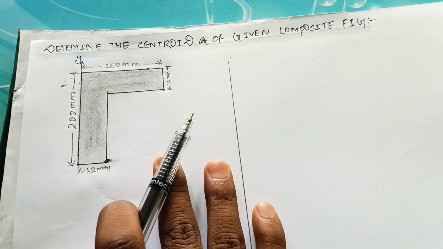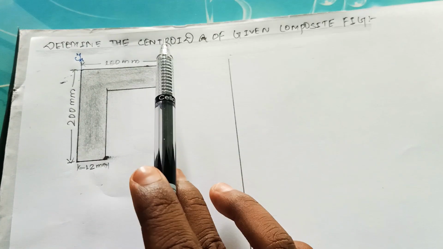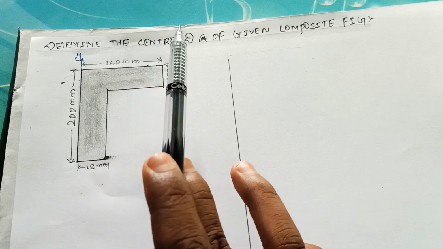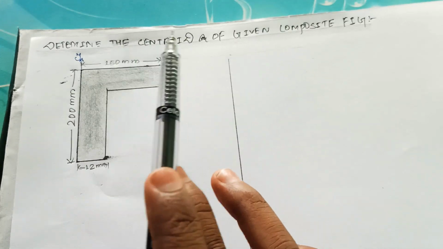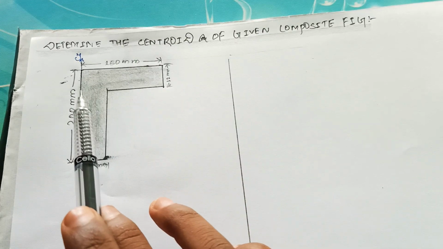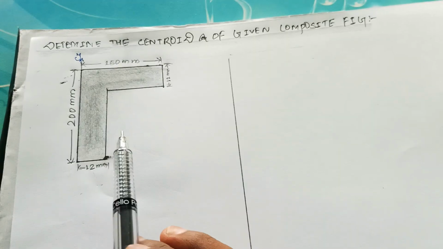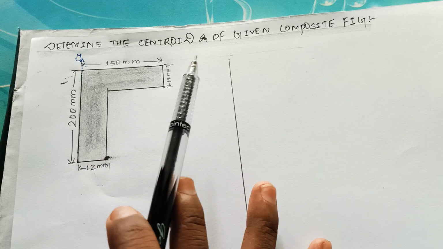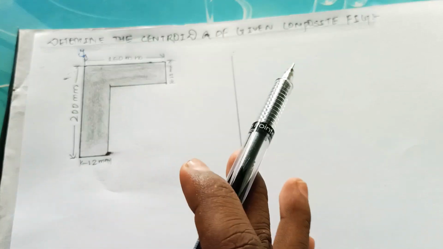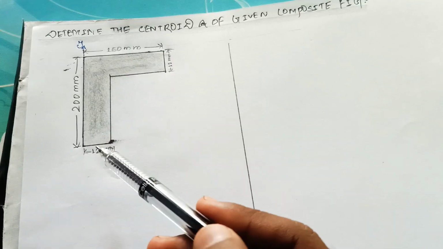Hello, today we are going to find out the centroid of the composite figure. We have already taken the questions of the composite figure, and to determine the centroid of the figures, we go through the dimensions and check whether it's symmetrical or not, and give the reference axis first.